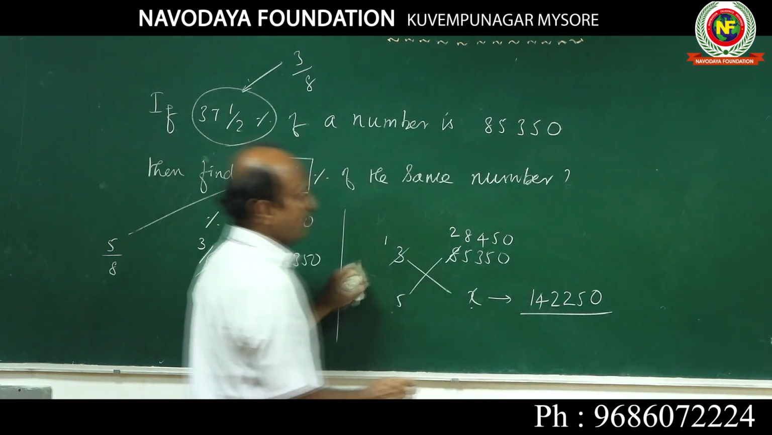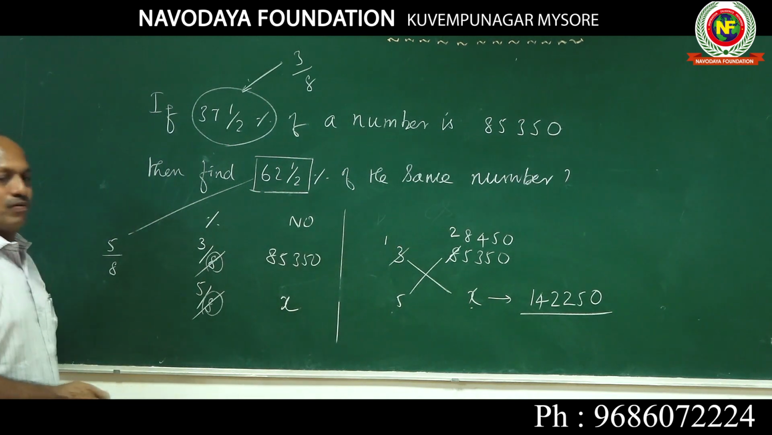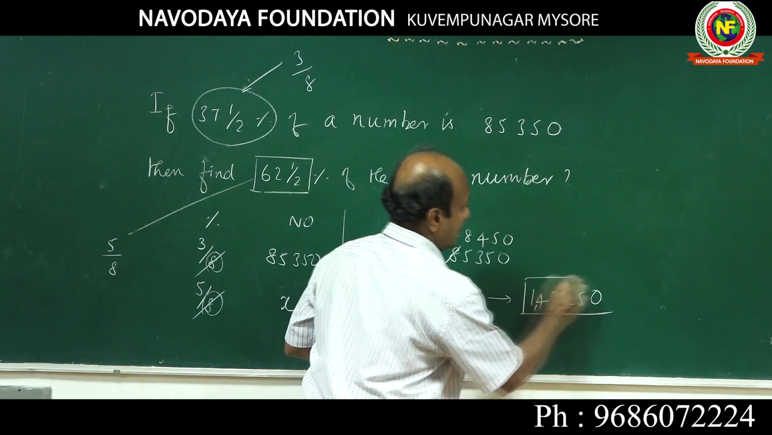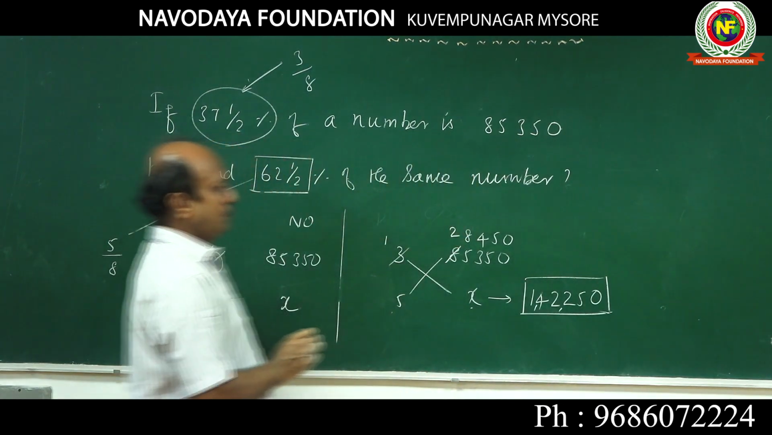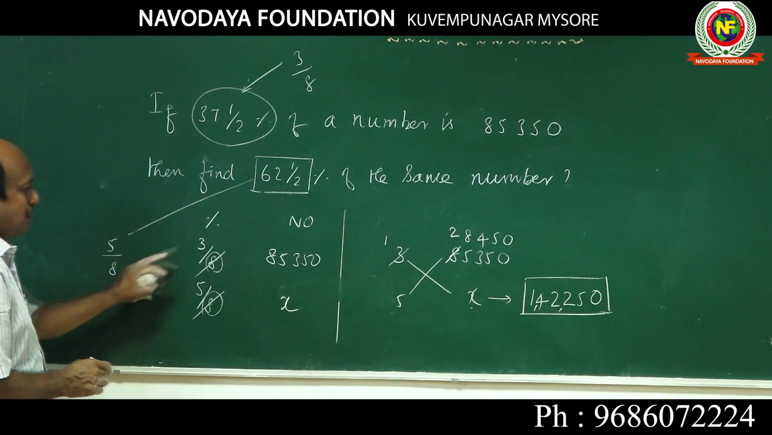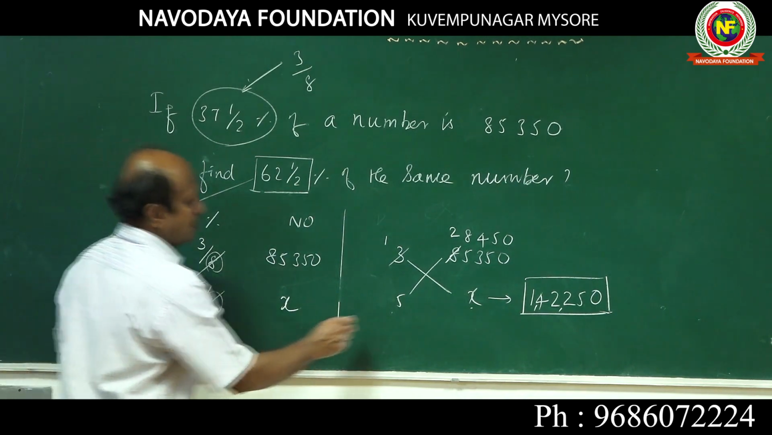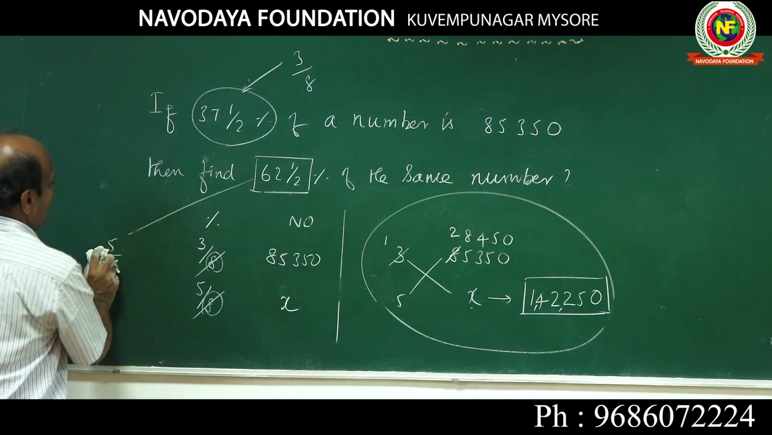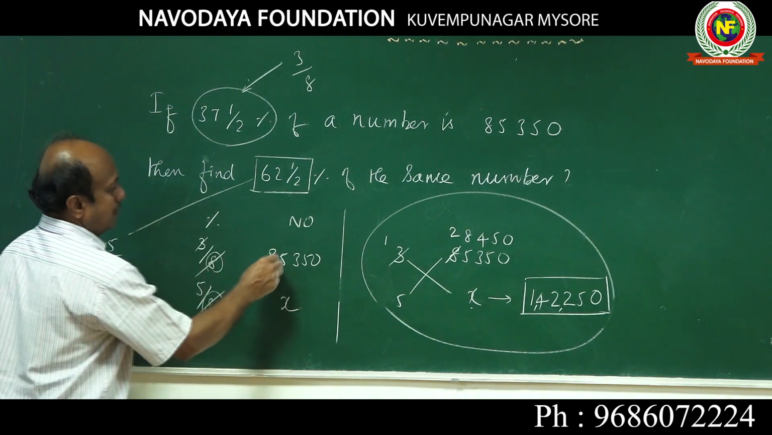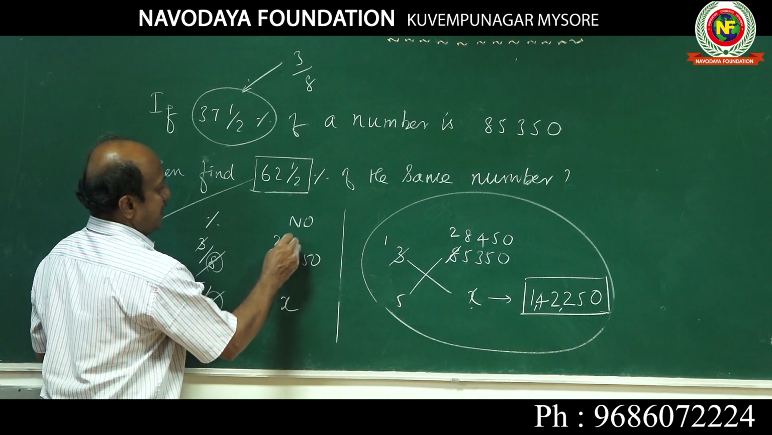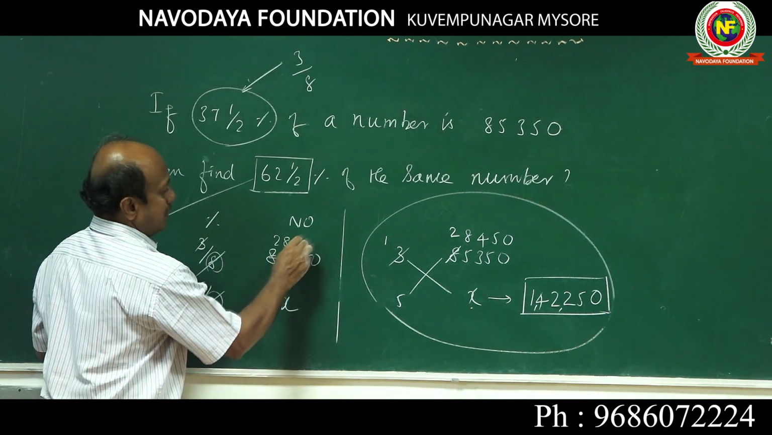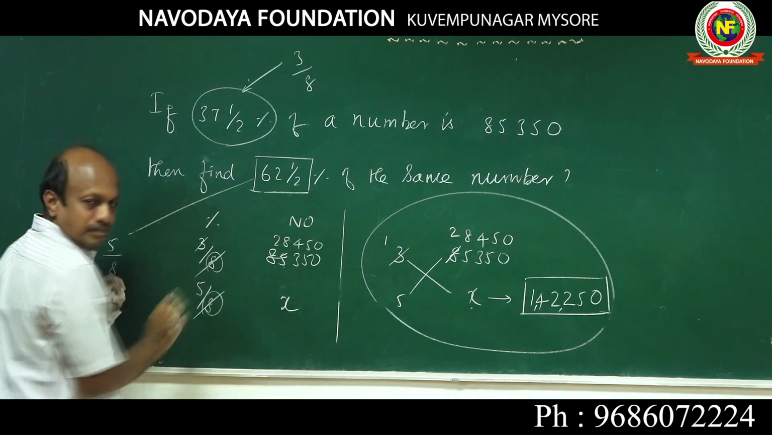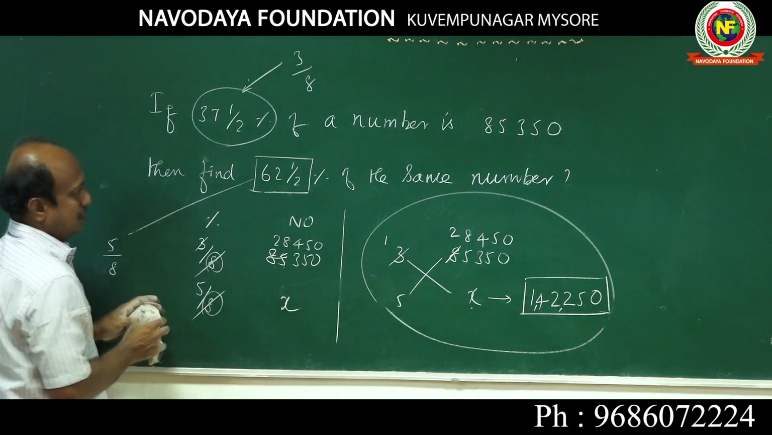The original value of the number is 1,42,250. What is the original value of the number? 1,42,250. See, your work is minimized. This also you can do. Instead of doing it here, you can do it here itself. I'll show you. We will be getting 28 times is nothing but 84. 13, 4 times, 5 times. Just multiply by 5. That's all. Directly you can come out with the answer.